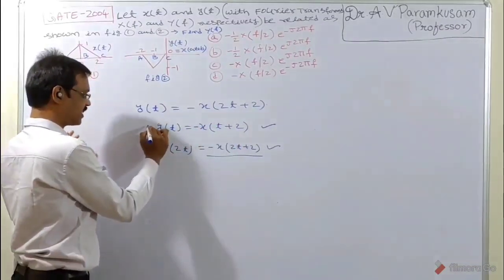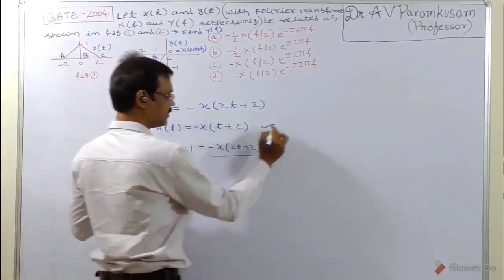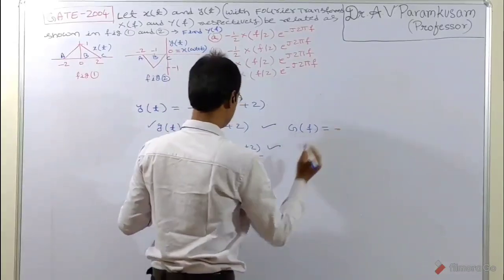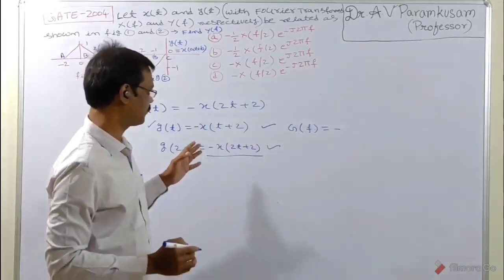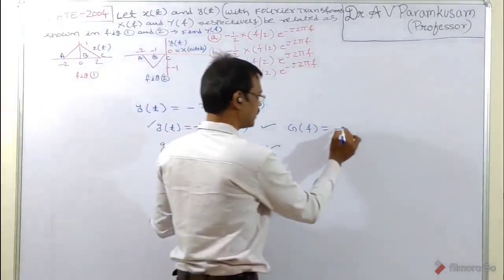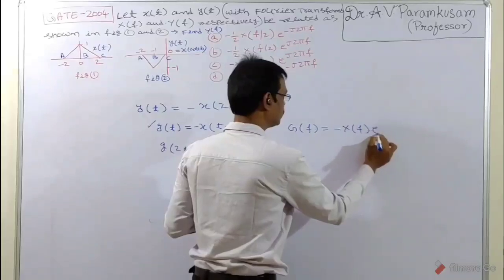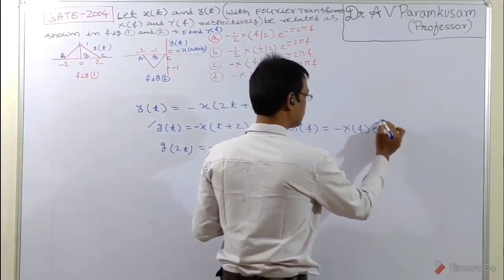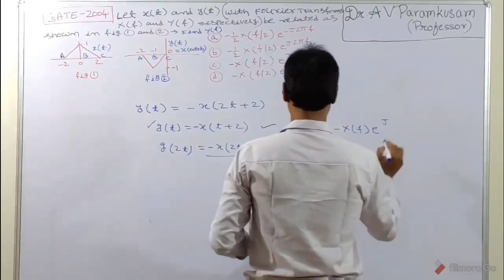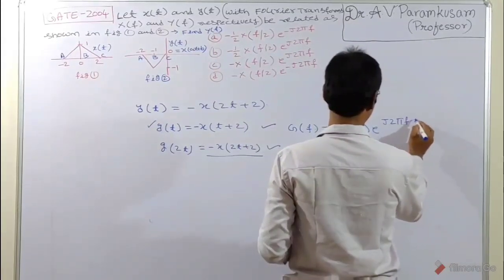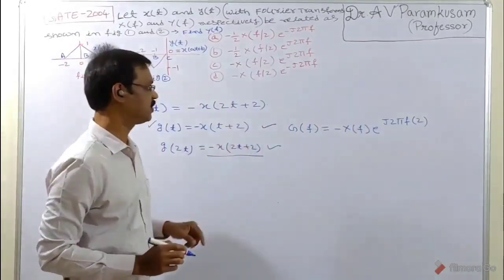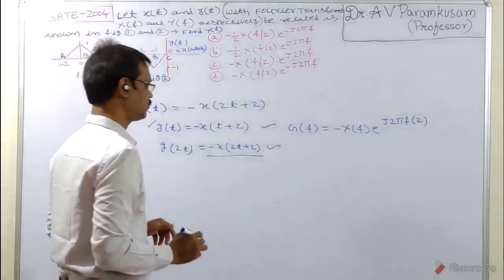So first you apply the Fourier transform on both sides of this equation. Then G of f is equal to minus, what is the time shifting property? The Fourier transform of x of t plus 2 is equal to X of f into e to the power of plus j 2 pi f into 2, because the time is shifted by an amount 2.